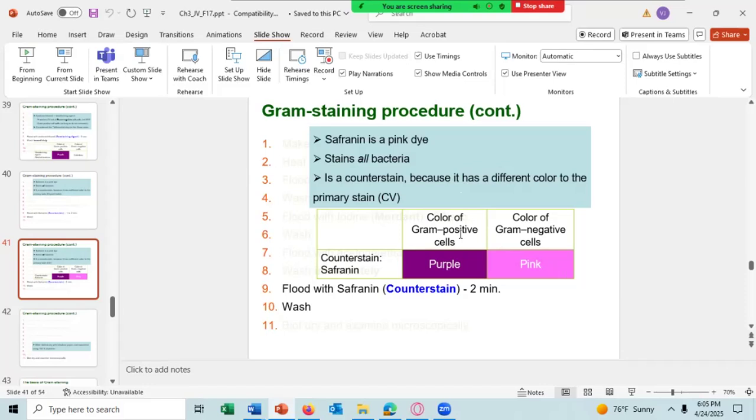The color of the gram-positive cells after applying the safranin will be a purple color. The color of the gram-negative cells will be a pink color.